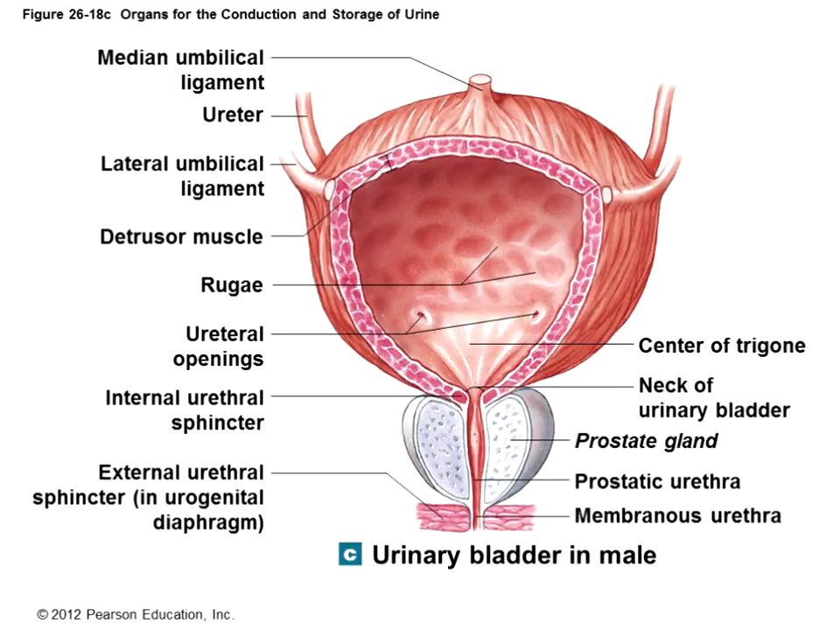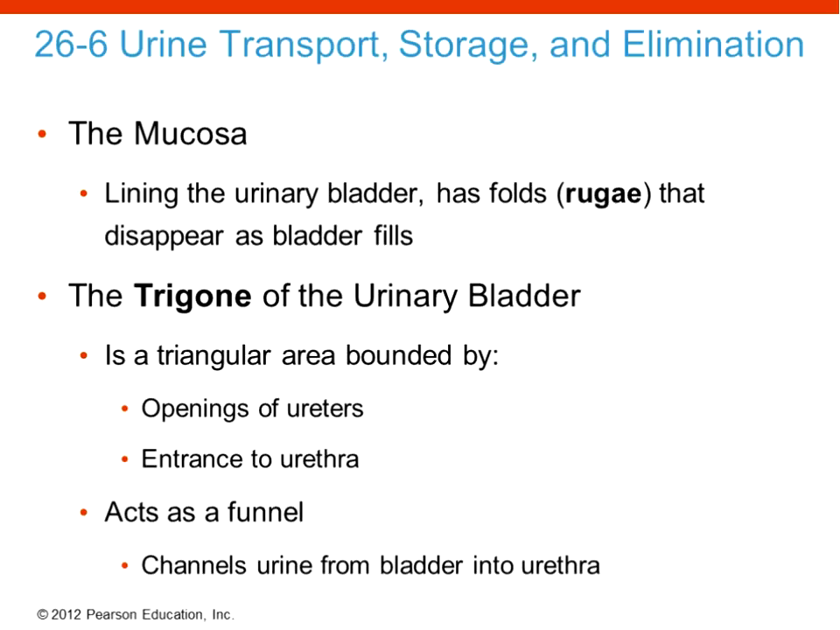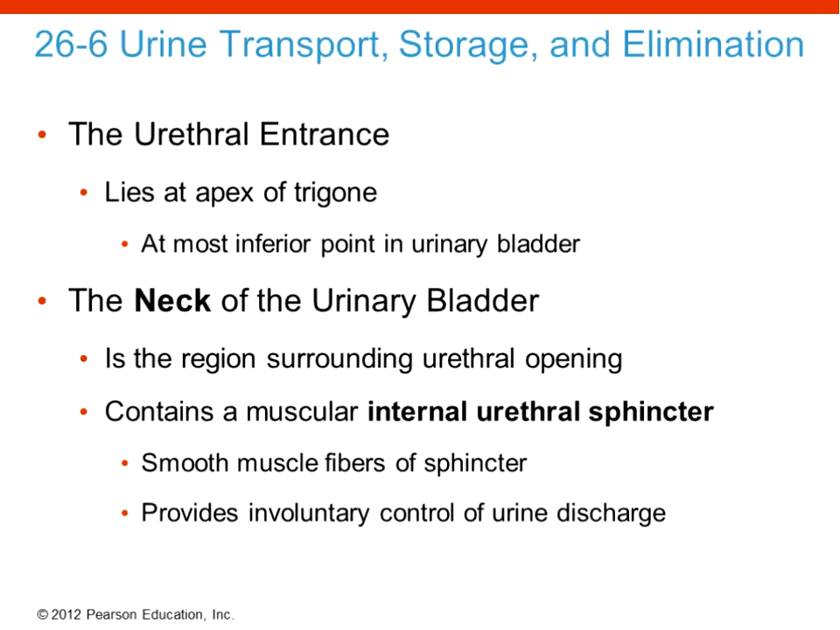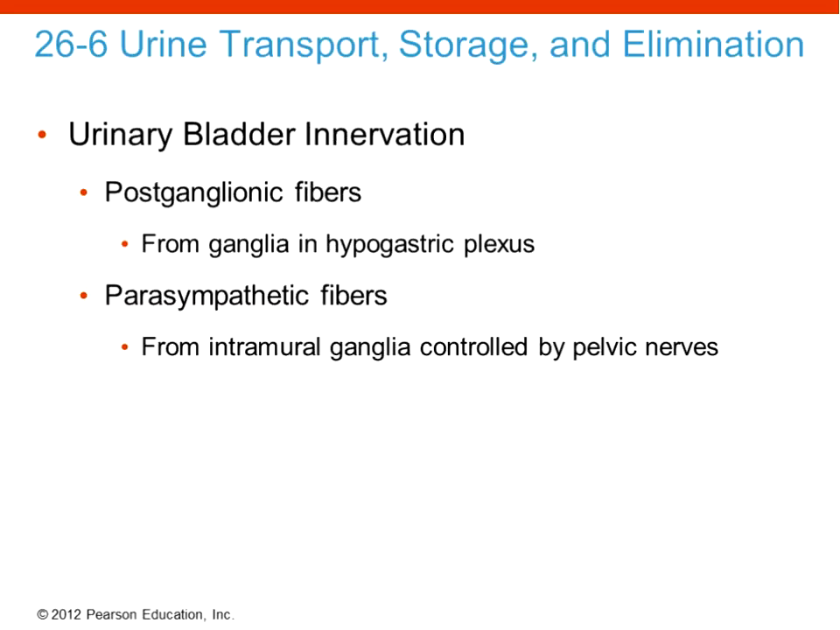Here's a nice cross section of the bladder. You can see the smooth muscle, also referred to as the detrusor muscle. You can see the ureter entering it, and this area is like a triangle called the trigone. It's like a funnel, basically, where the urine is funneled down and will then travel down the urethra and exit the body. I talked about the trigone already. It acts as a funnel. The neck of the urinary bladder contains an internal urethral sphincter, which is smooth muscle that helps control the discharge of urine into the urethra.